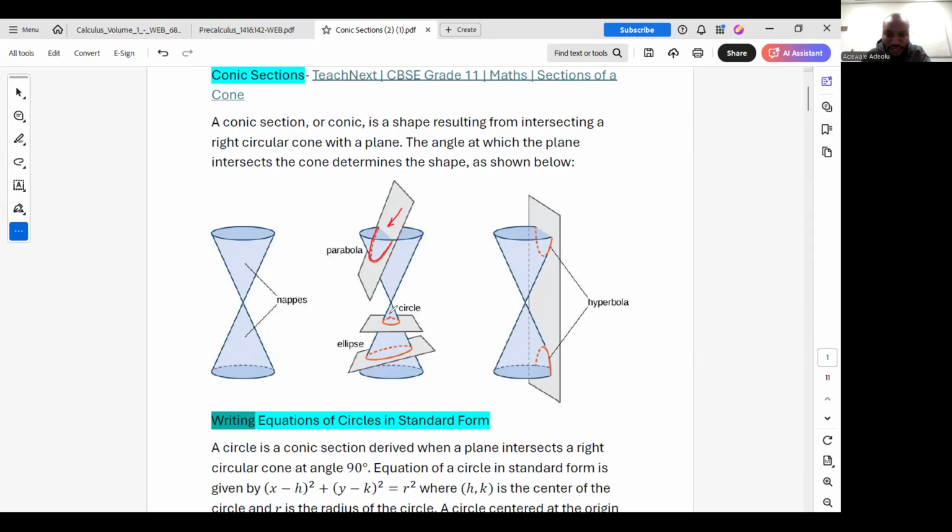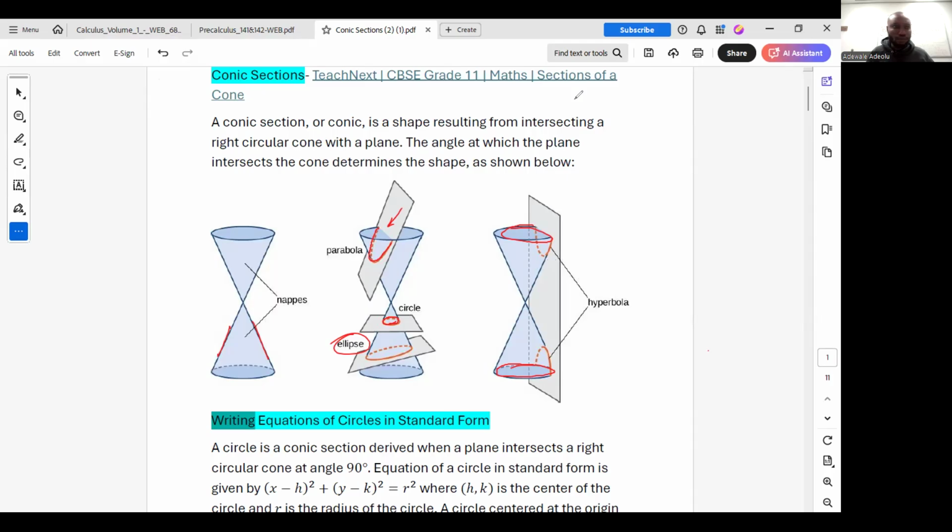If we intersect the cone at 90 degrees, then we have a circle. If we intersect the sides, that is here and here, at an angle, then what we have is an ellipse. And if we intersect the faces of the cone vertically with that plane, then we have what we call a hyperbola. We'll be looking at these one after the other.